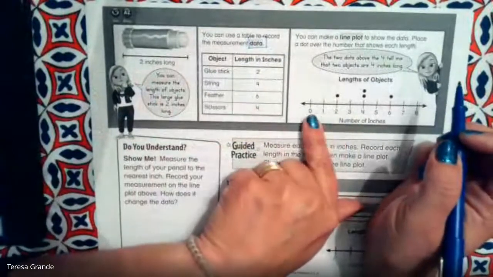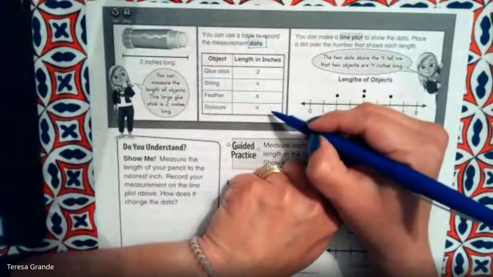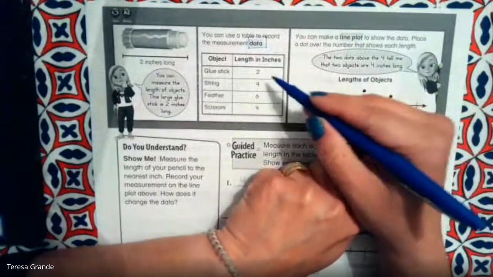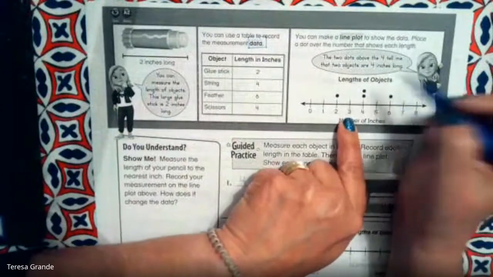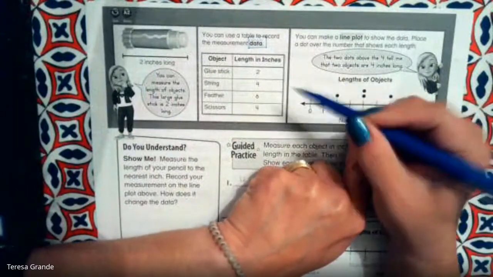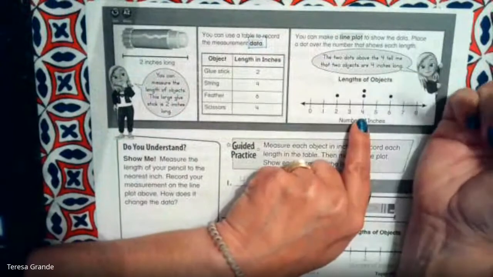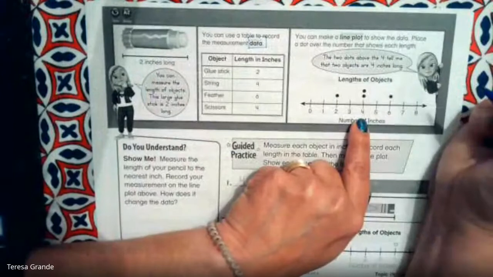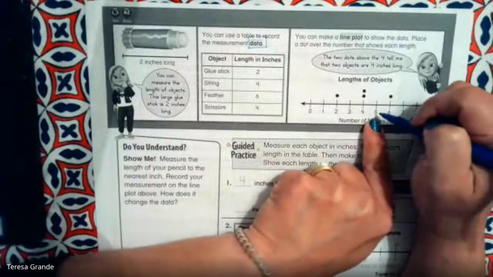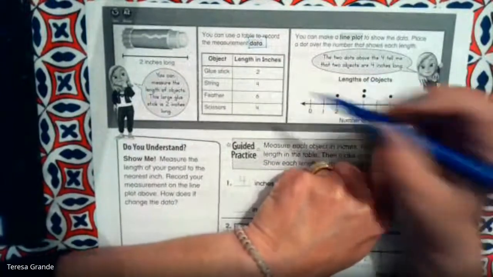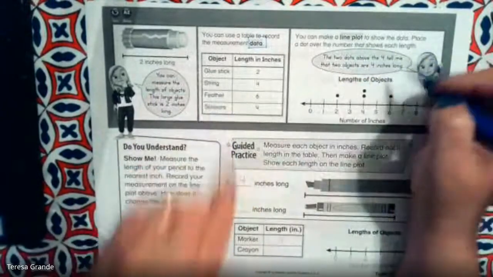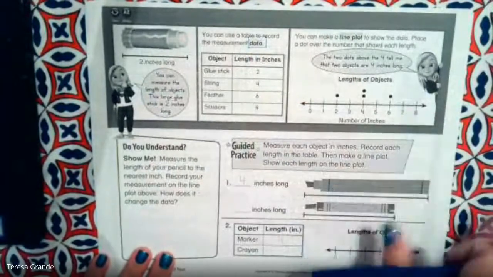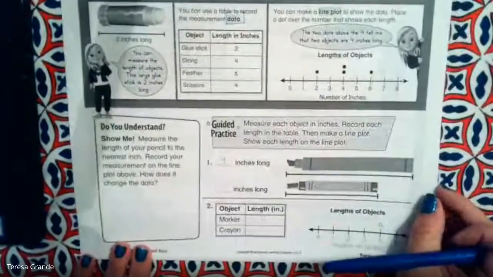Were there any items that were 1 inch? Let's look. The answer is no. Any that are 3 inches? Nope. 4 inches? Yes, the string and the scissors. So you put 1 dot for the string, 1 dot for the scissors. There's none that were 5. 6 inches was the feather. So they put 1 dot for 6. So we've used every item and we've plotted all of the dots on the line plot.